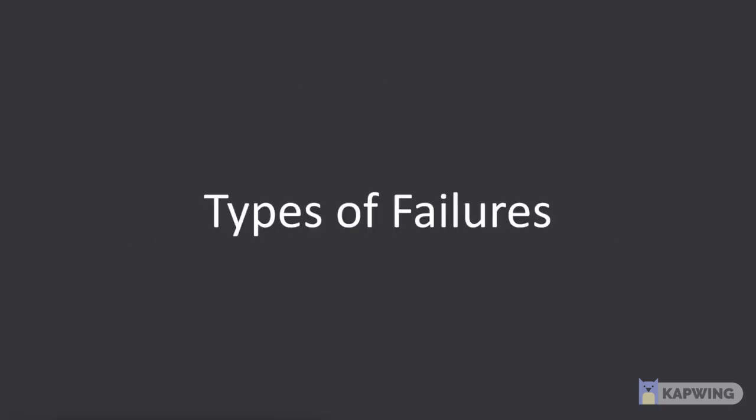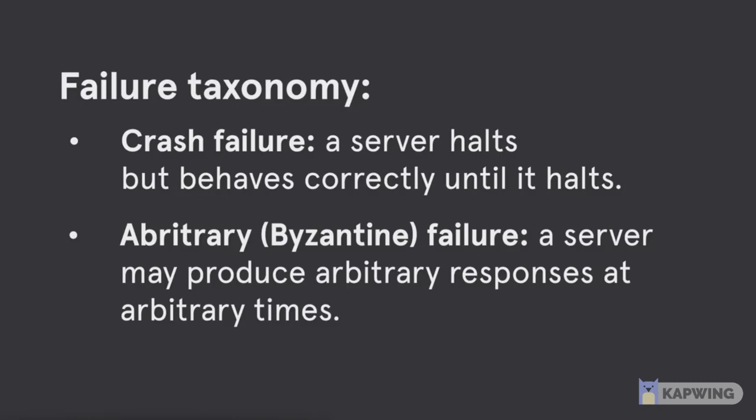In a distributed system where we have multiple nodes, the nodes communicate using message passing. This means to exchange information, nodes will have to send and receive messages. But in a distributed system, it is common to have failures of individual nodes. Essentially, a system fails when it cannot meet its promises. Let's look at two particular types of failures. The first one is crash failures. It says that the server halts but behaves correctly until it halts. The other type of failure is called arbitrary or Byzantine. It means that the server may produce arbitrary responses at arbitrary times.